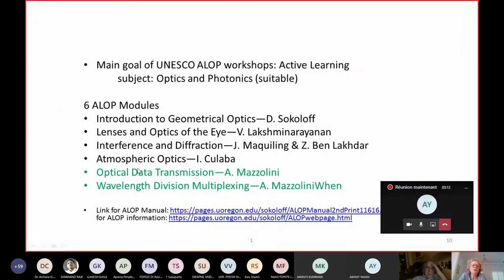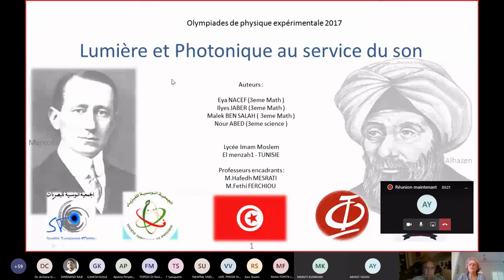As I told you, the presentation has something to do with optical data transmission. In 2017, a group of secondary school Tunisian teachers who had attended previous ALOPs asked me to help them present a project in an Olympiad of experimental physics for secondary school students. They suggested a project whose title in French was Lumière et photonique au service du son, that is, if I translate this in English, light messenger, as a messenger for sound.